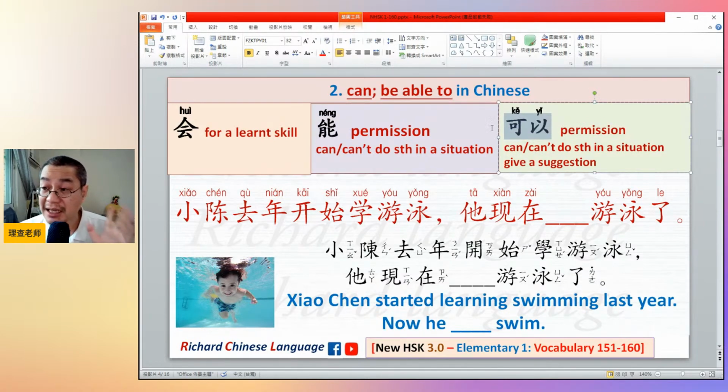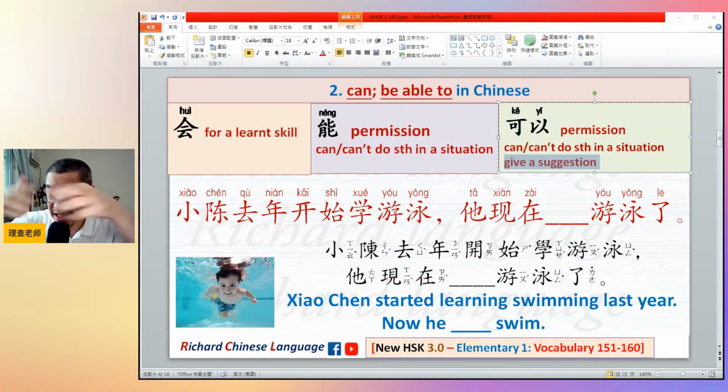So we also use 能 for permission. And how about 可以? Actually, 可以 and 能 are quite similar. You can use it for asking permission. You can use it for can or can't do something in a situation. But the difference between them is you only use 可以 for giving a suggestion, giving advice to someone. Okay, I know it's quite difficult for you to understand the 3 usages, but don't worry, we'll find them out in the example sentences. Now let's do the example sentences, and you'll very quickly understand which one you should use.